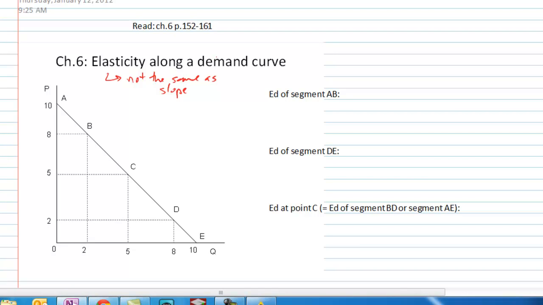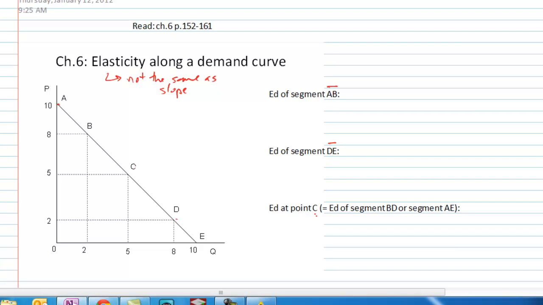So you're going to see along this straight line demand curve, the elasticity varies. And the cool thing is it varies in consistent ways along any straight line demand curve. There's some things that are always true about elasticity along a straight line demand curve. So the way I'm going to show this is to find the elasticity using the midpoint method of three different pieces of this demand curve. First, of line segment AB up here at the top, second of line segment DE down here at the bottom, and third of this point C. This is the first time we've seen this, but we can find elasticity of just a single given point. We'll show you how to do that.